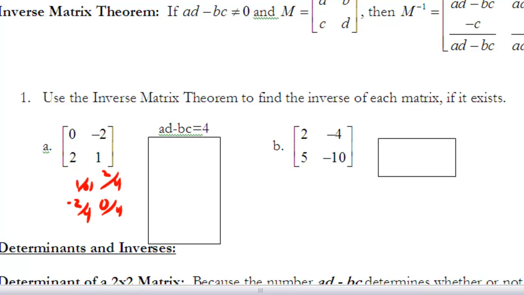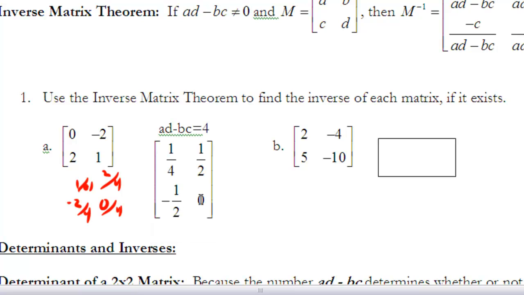Now, what I'm going to do then is simplify that, because those fractions can be simplified. And this would be my final answer. So this one stays as 1/4. 2/4 becomes 1/2. Negative 2/4 becomes negative 1/2. And 0 over 4 is just 0.